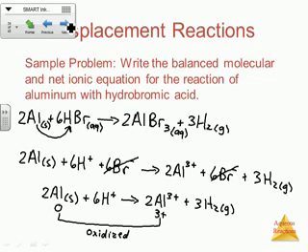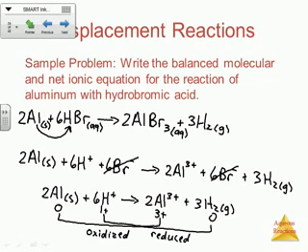And then the hydrogen here is going from a 1 plus to a 0 because now it's in its elemental form. And so that is being reduced because it's gaining electrons. So again, this is more like a thief type thing once you actually see the net ionic and what's going on here. The hydrogen is stealing electrons from the aluminum.